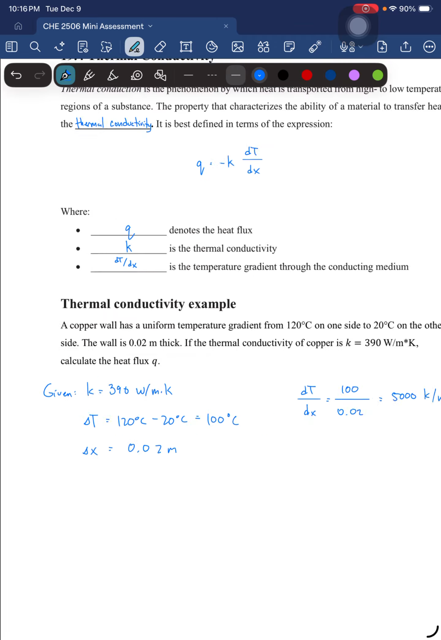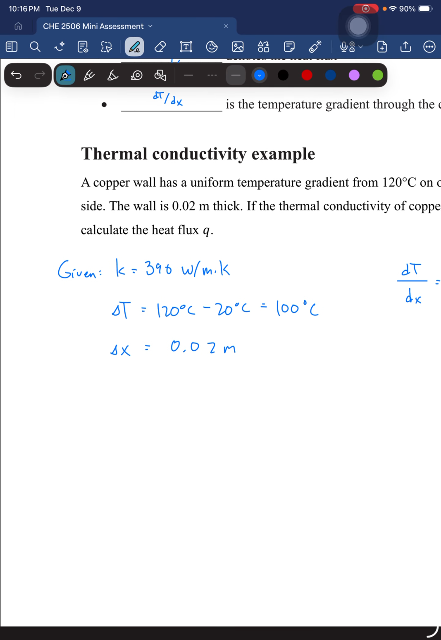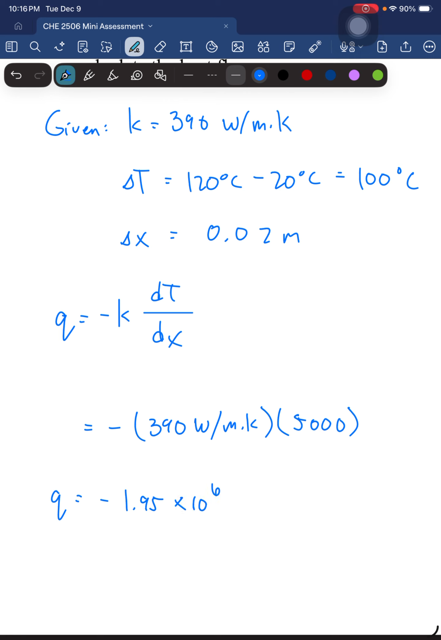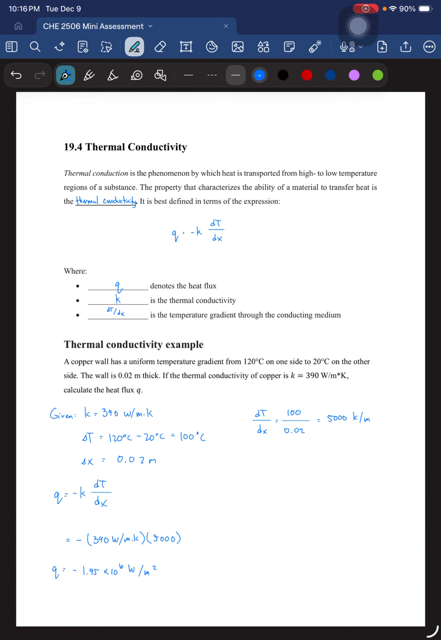K per m. And now solving for Q, remember our formula was negative K times our temperature gradient, dT over dx. But we already calculated that, so we are just going to plug values in. Negative, and then our K multiplied by our temperature gradient, which was 5,000. Our Q would be negative 1.95 times 10 to the power of 6 W per meter squared. Pretty straightforward.